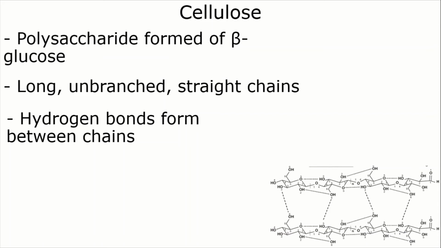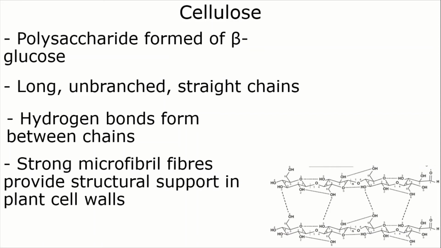But they essentially form these strong fibres called microfibrils through this hydrogen bonding, and this gives it a very strong structure, and it's used in plant cell walls to keep your plants very, very rigid and turgid. So that really is the only example of a structural polysaccharide that we need to know for this course. Like I said, we'll cover in a minute how we draw it.